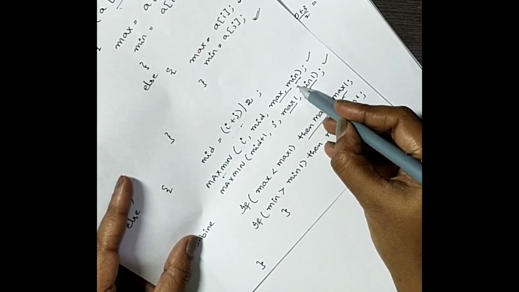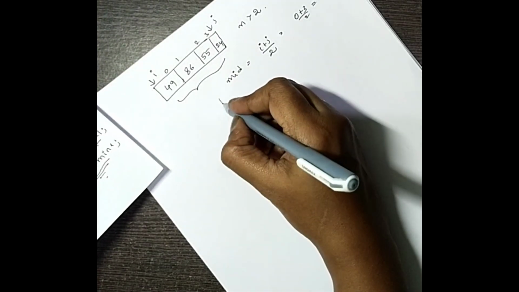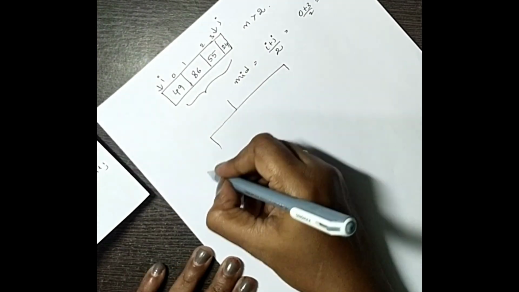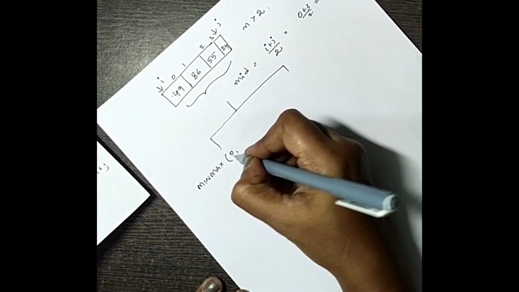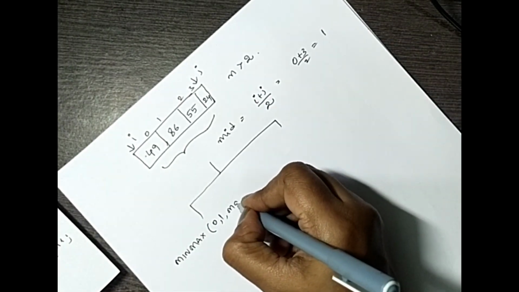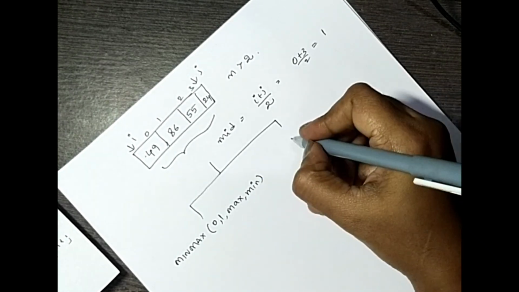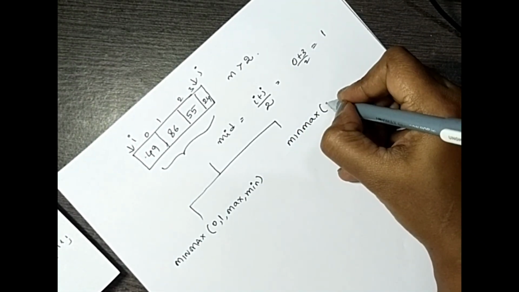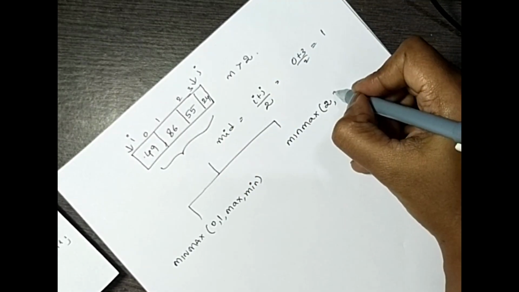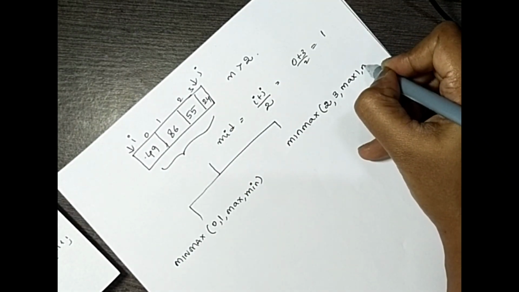We have to call the max-min function recursively on both the lists. Let's write out the recursive functions: 0 to mid, max, min. The second function is min max, 2, 3, max 1, min 1.